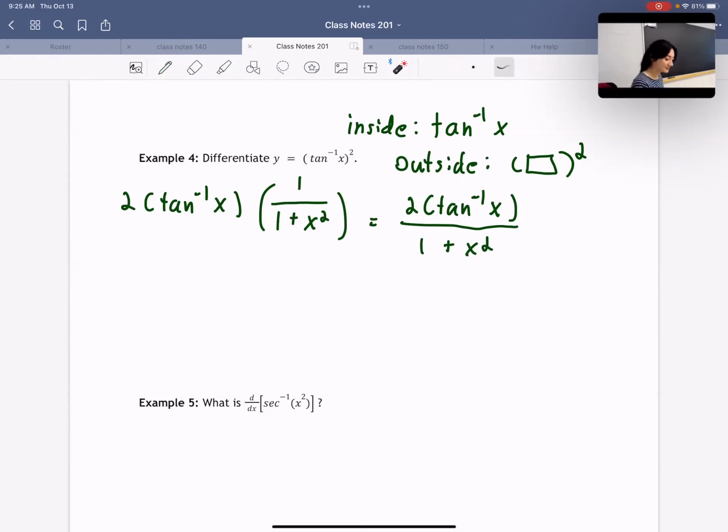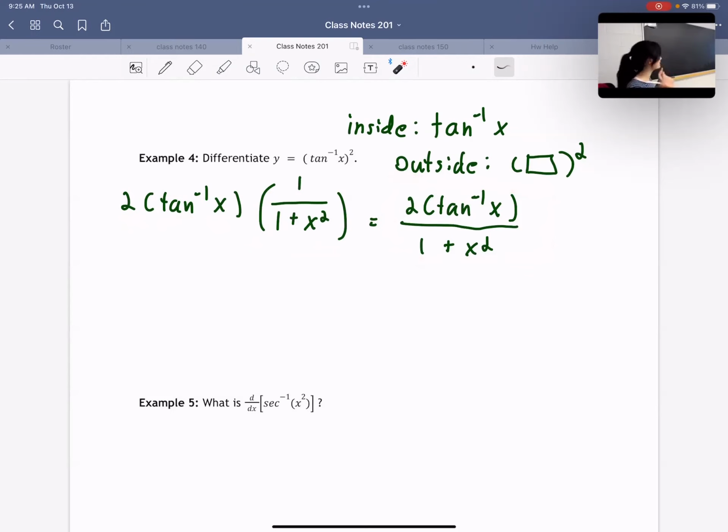So I just did the chain rule. Inverse tan squared, and then I multiply the 2 arctan x on top of the derivative of arctan x. Perfect, right? So we ended up here.